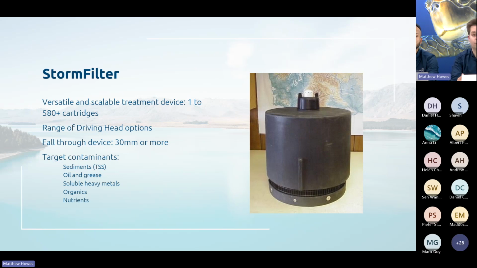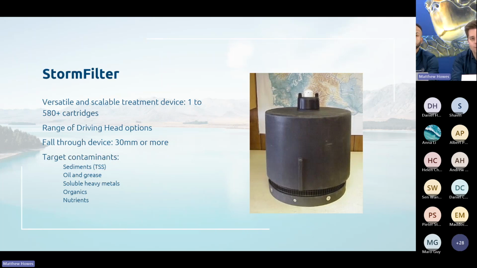There are a range of driving head options. As standard, we work with about 770 millimeters driving head, but we can reduce that if we need to for shallow sites. The other thing is with the manhole configuration on the StormFilter, we only need 30 millimeters fall through the device. So it's quite a useful solution when you're trying to retrofit into either an existing area or where you've got shallow pipes.